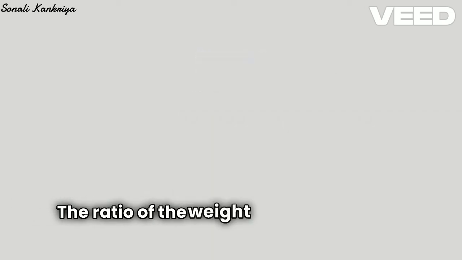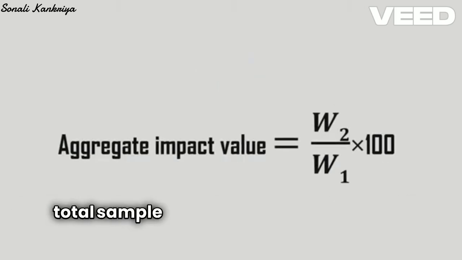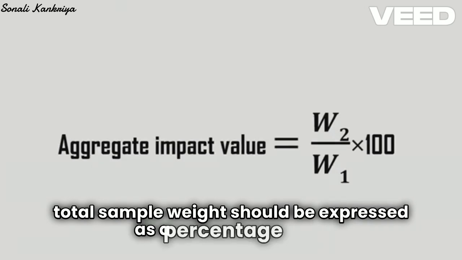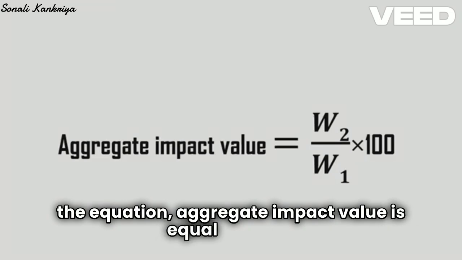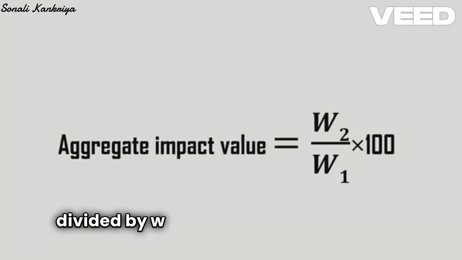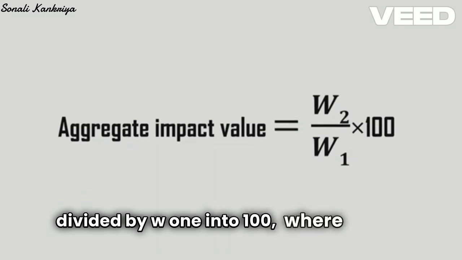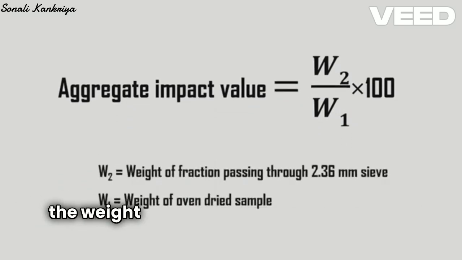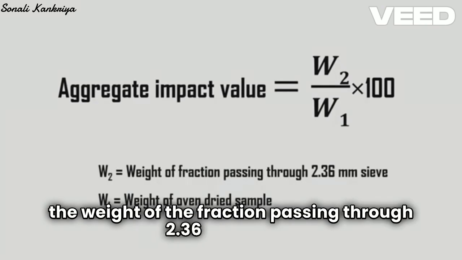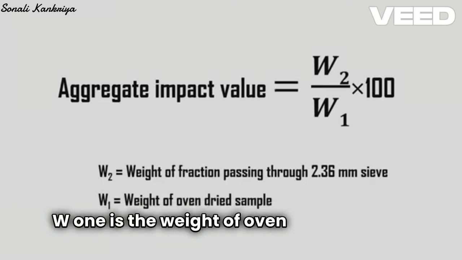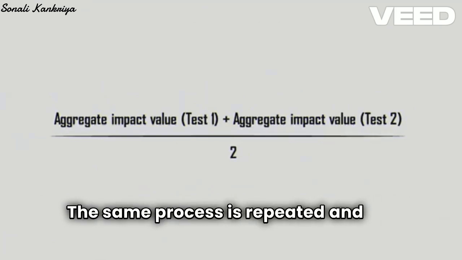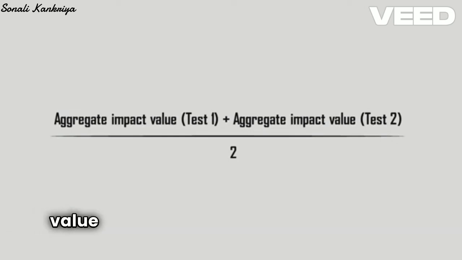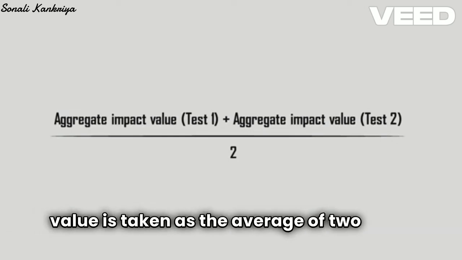The ratio of the weight of fines formed to the total sample weight should be expressed as a percentage using the equation. Aggregate impact value is equal to W2 divided by W1 into 100, where W2 is the weight of fraction passing through 2.36 mm sieve. W1 is the weight of oven-dried sample. The same process is repeated, and the aggregate impact value is taken as the average of 2 tests.